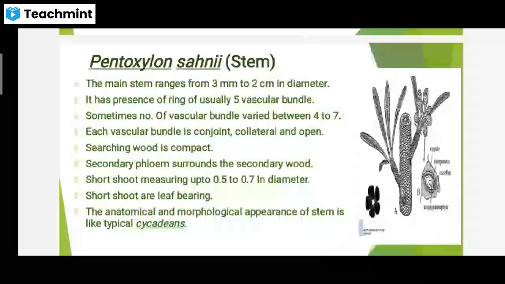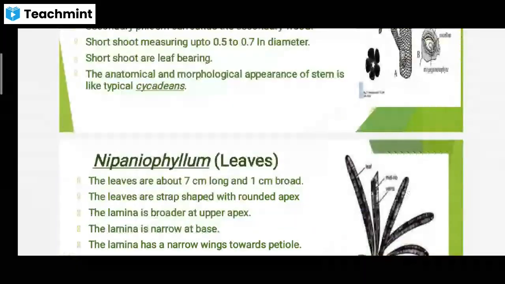Secondary wood is compact. Secondary phloem surrounds the secondary wood. Short shoot measuring up to 0.5 to 0.7 in diameter. Short shoots are leaf-bearing. The anatomical and morphological appearance of a stem is like typical cycads.